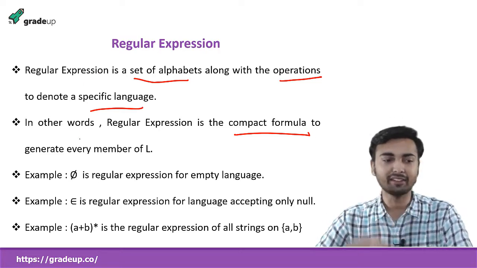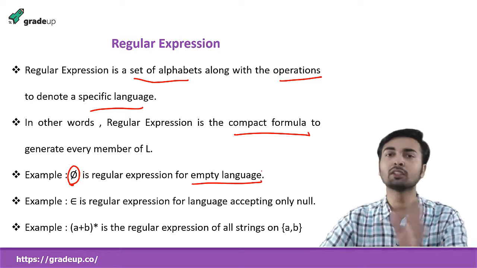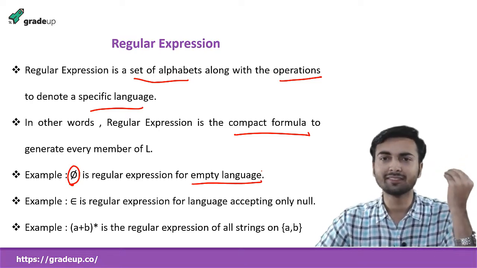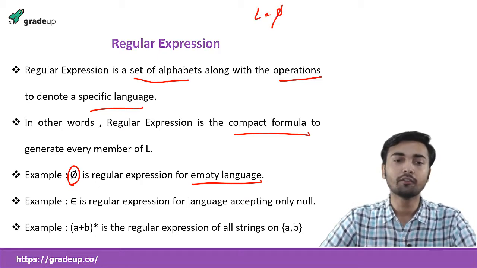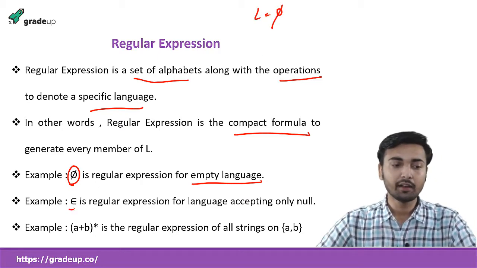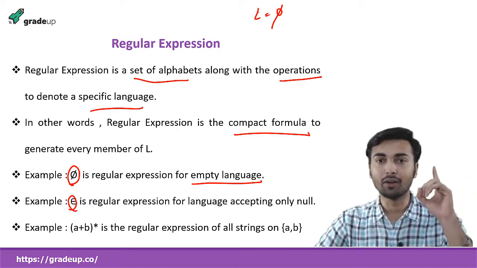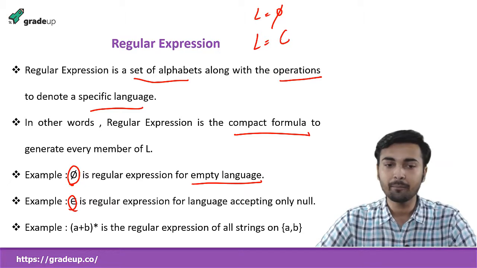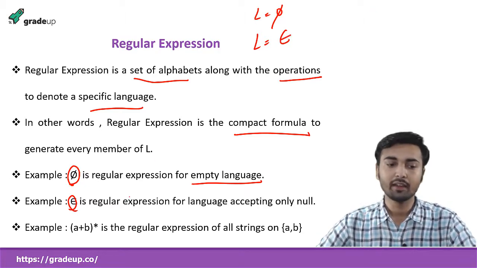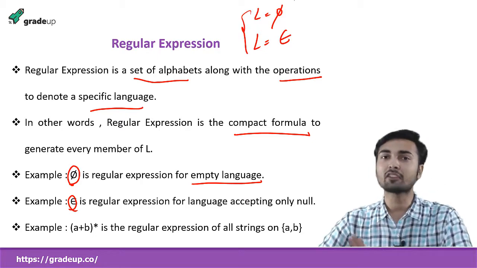See here for an example. Phi is the regular expression for empty language. You know this very well. If there is nothing in your language, L equals phi. Null is the regular expression for language accepting only null. If there is only one thing in your language that is null, then the expression will be null. Okay? Next and important thing. Now these are the basics. Now the actual thing begins.